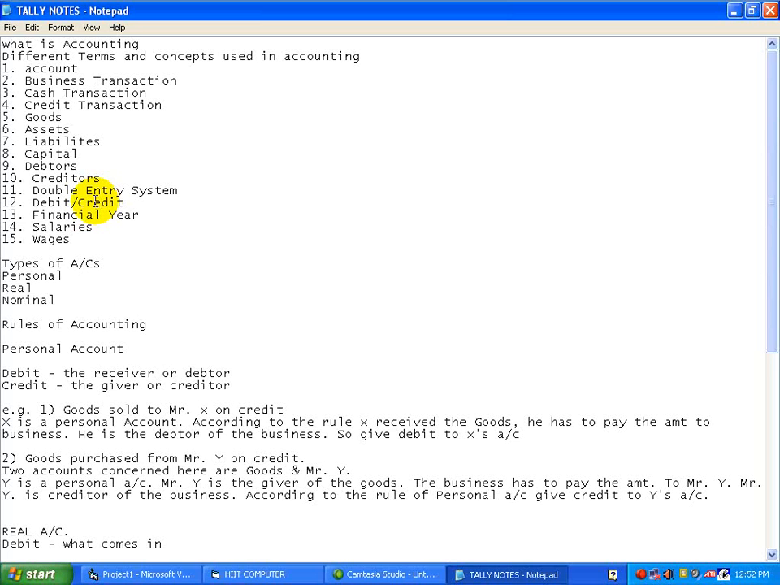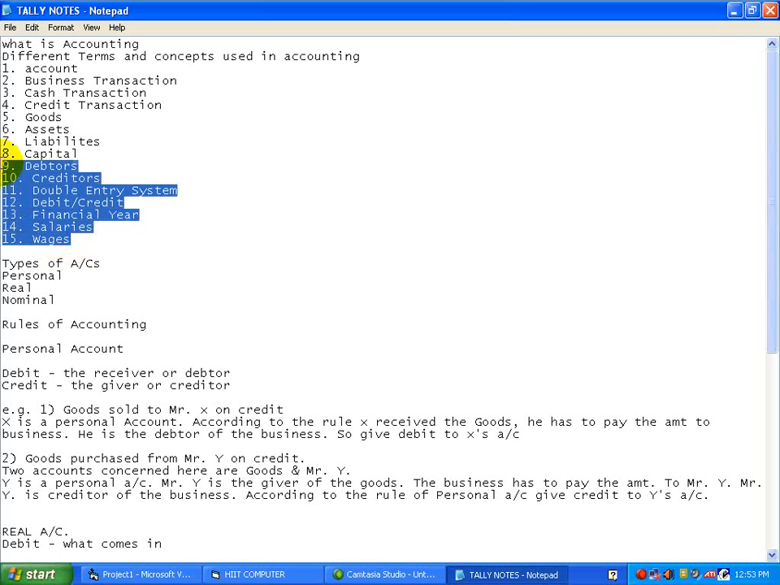The next term is financial year. Financial year begins from 1st April and ends on 31st March every year. Salaries. Amount paid to staff person is known as salaries. Wages. Amount paid to workers on daily basis is known as wages.